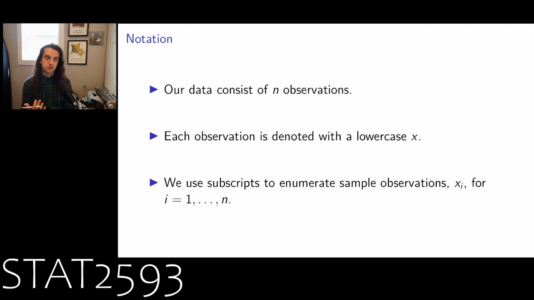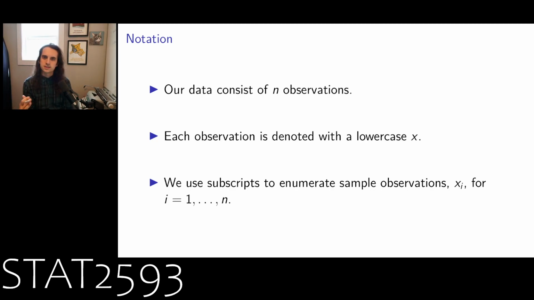Now, for notation, we're going to think about having n observations. We might have a small n equals 10, or you could think about n being a million. But in general, we're going to say that n represents the number of observations, and we're going to denote each of these observations with a lowercase x. We will use subscripts to enumerate through the sample observations. If we're just talking about an arbitrary observation, we'll use x_i. If we want to enumerate all of them, we can use x_1 through x_n. So x_1, x_2, x_3, and so on.